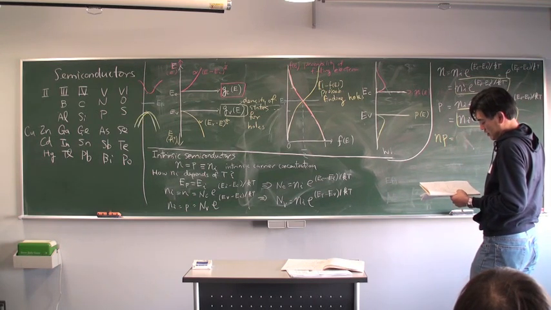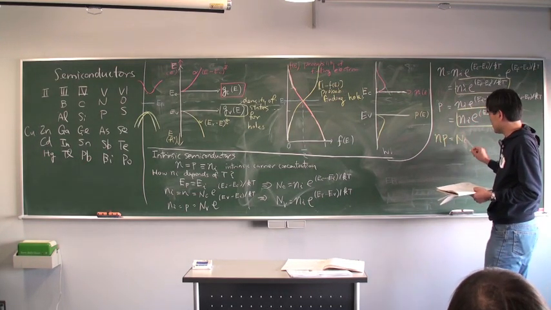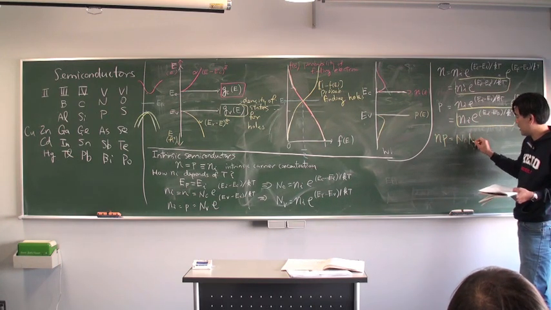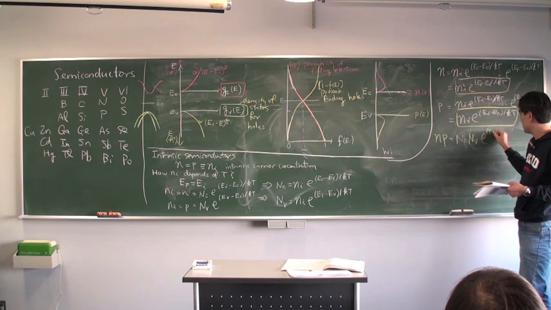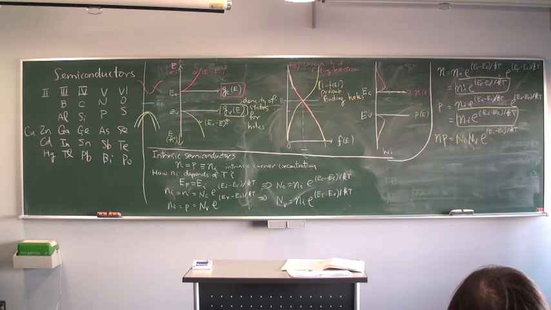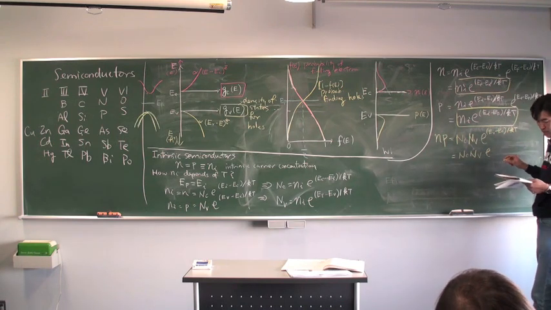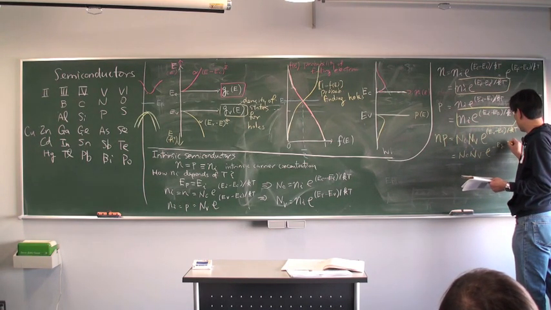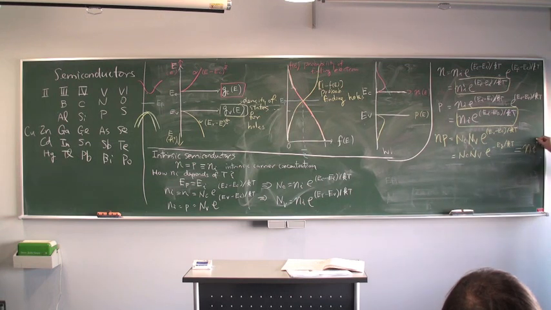This times this is Nc. Unfortunately, I have already erased, but Nc times Nv times exponential of (Ev minus Ec) over kT. Does it make sense? Right? This equals Nc Nv exponential of minus energy gap over kT, and this equals ni square.